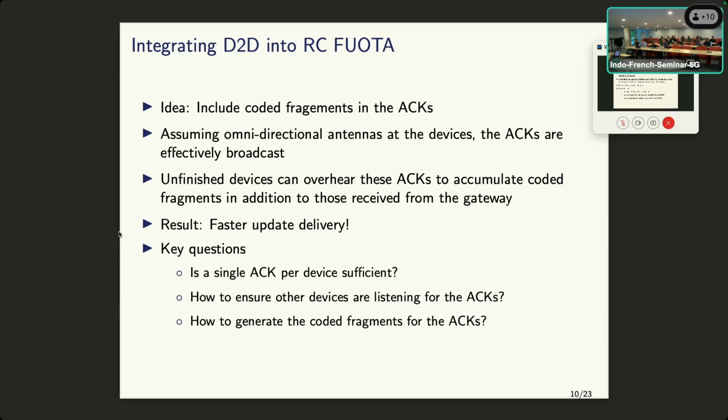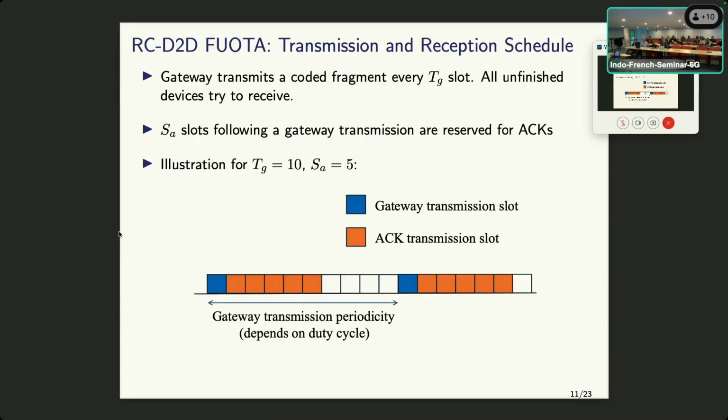Because in a regular FIOTA setting, the devices know exactly when the gateway is going to transmit, and for that time they are going to open the receive windows. Now these acknowledgements will also come. We don't know when they will come. Unless we have some sort of a synchronization mechanism, how do the devices know when to look for acknowledgement from other neighbors? That's one question. And the third is, how do I generate the coded fragments for the acknowledgement? Because these coded fragments, that will be put into the acknowledgement packets, should be such that they are not duplicates of some coded fragments that the gateway or other sensors have already produced. So these are the questions. So let us tackle them.